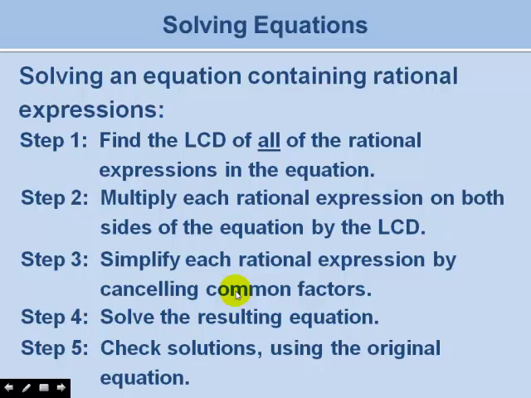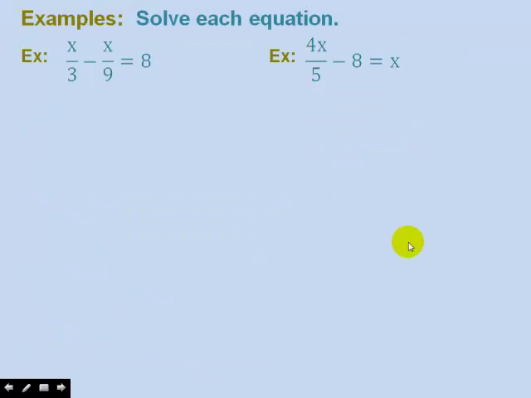And the last step, this is very important when you're solving equations with rational expressions, is to check all of your solutions. And you have to go back to the original equation to check your solutions. The problem is that you may end up with a solution that doesn't work in the original equation. It may be one that makes the denominator equal to 0 in one of the original rational expressions. Let's go through some examples.